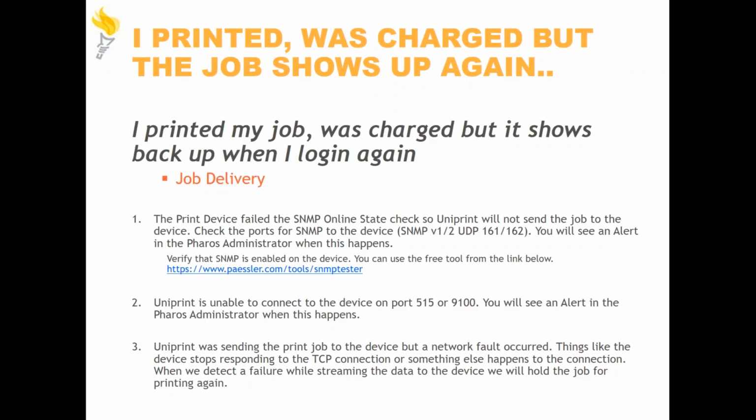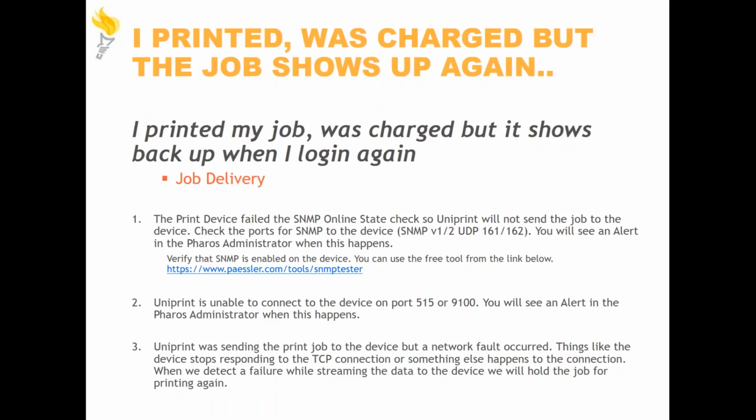The state check was successful, because if it's not successful, I believe in most cases you'll see at the print release terminal, the release station, that the printer is reporting an offline state. And that error message indicates explicitly that we couldn't connect to the printer on the SNMP ports, which are UDP 161, 162, to say, hey, printer, what's your status?